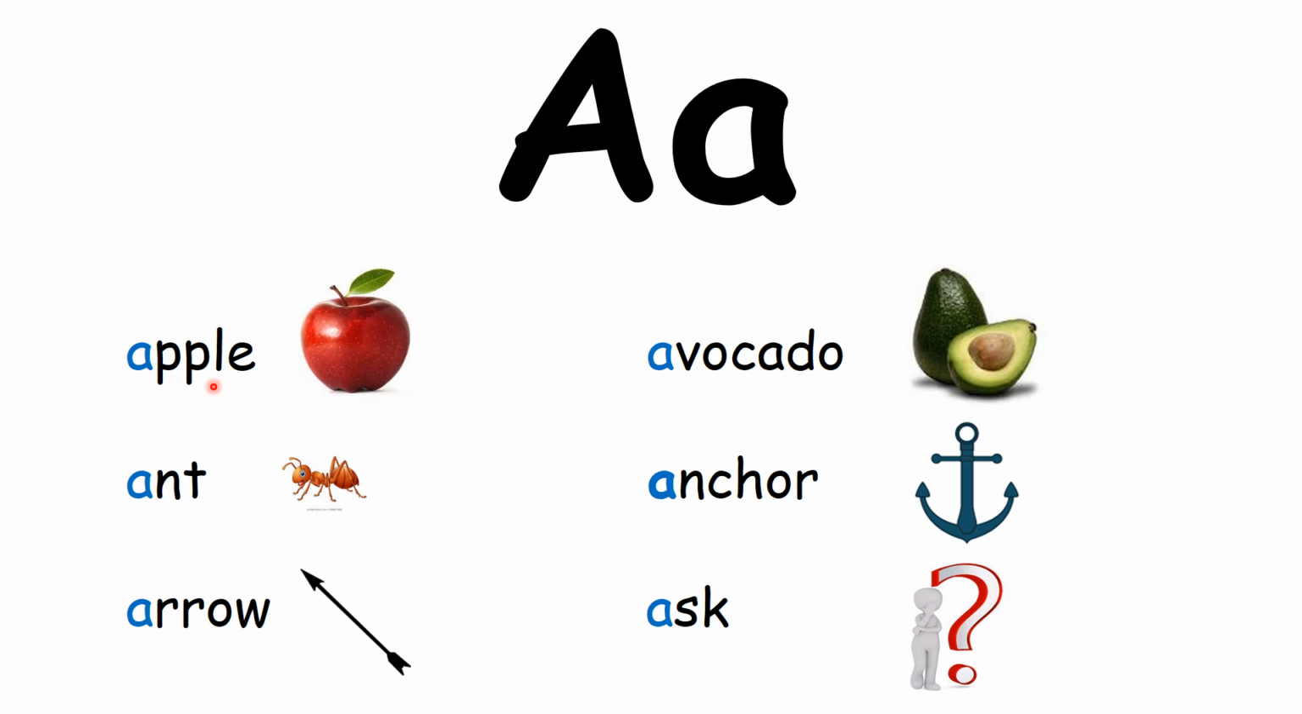A. Apple. A. Ant. A. Ant. A. Arrow. A. Avocado. A. Anchor. A. Ask. Now it's your turn. Follow this pointer. Sound it first. Begin.